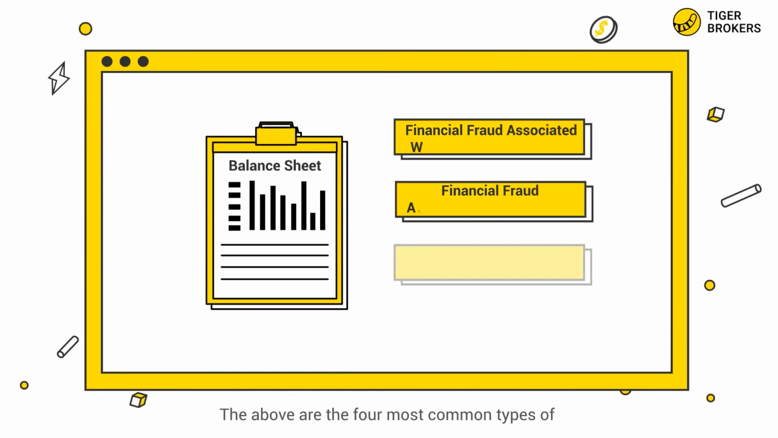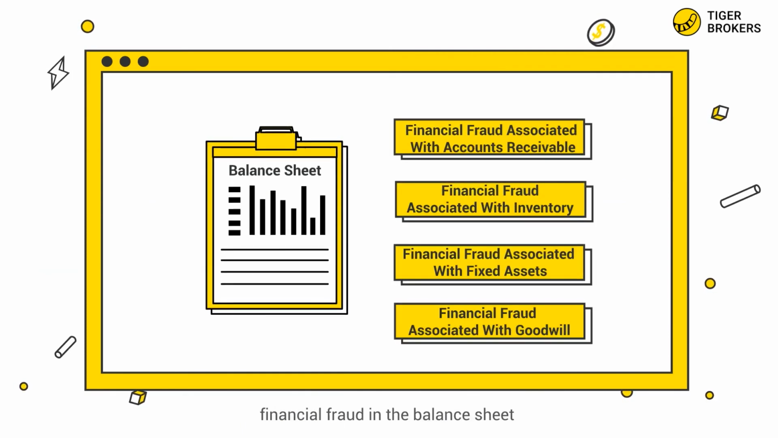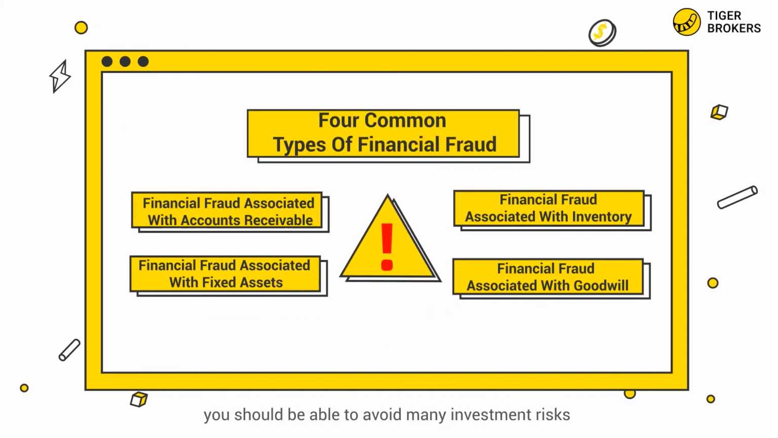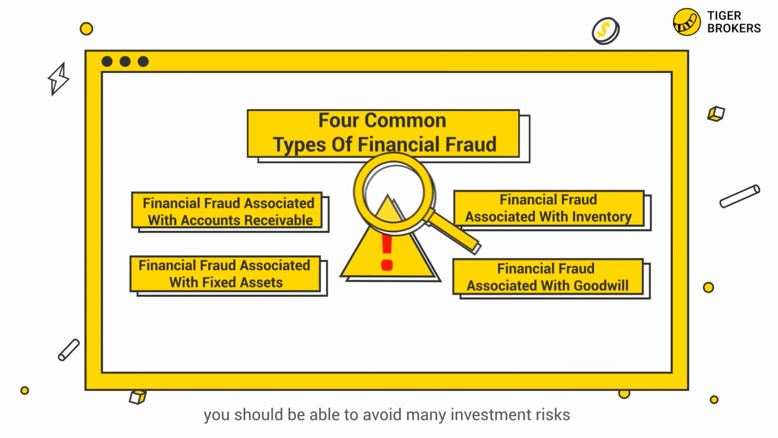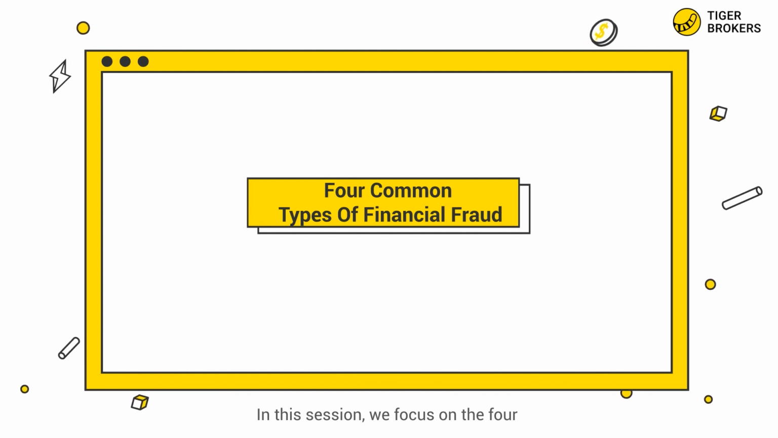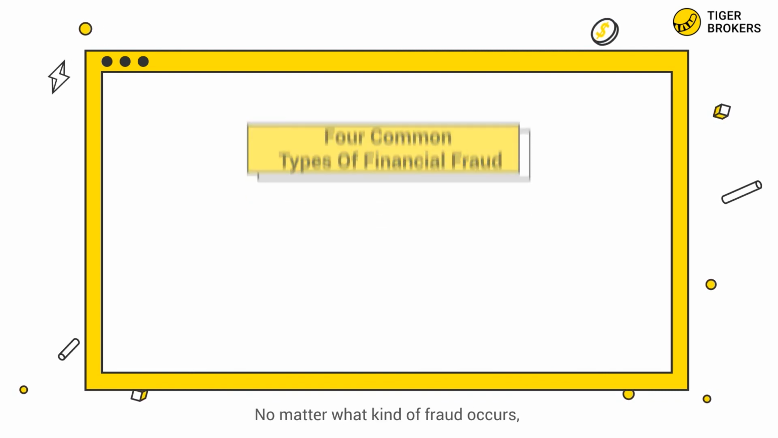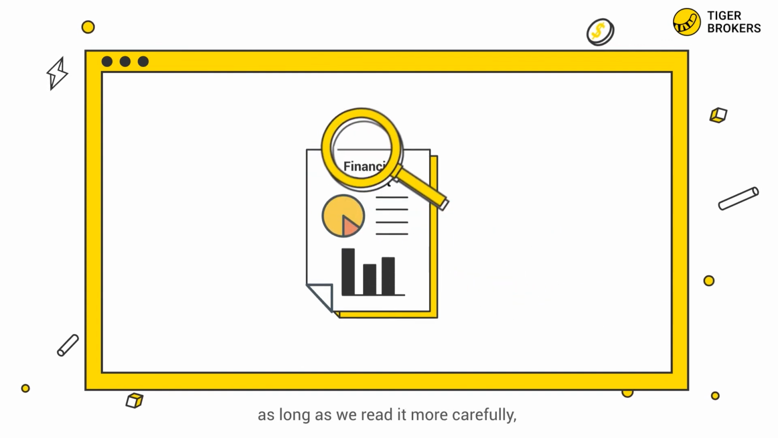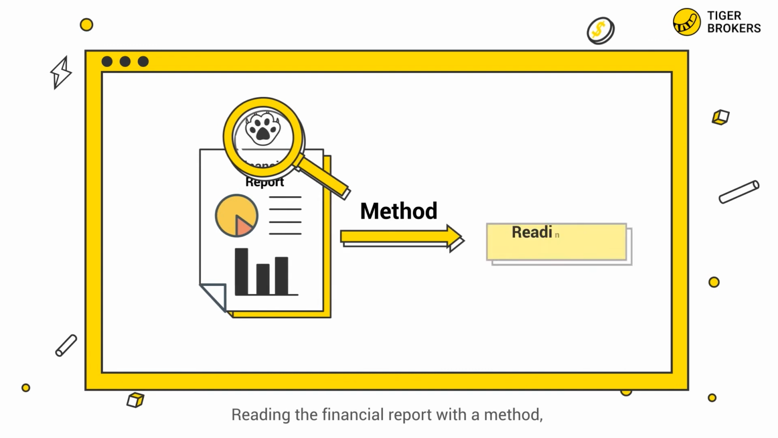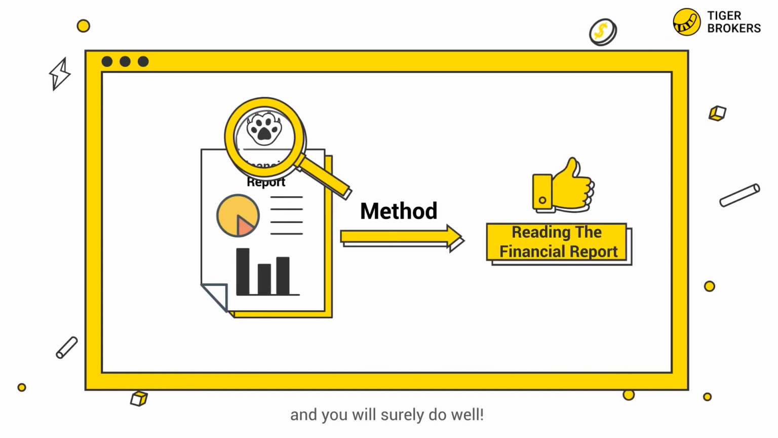The above are the 4 most common types of financial fraud in the balance sheet. Of course, in the capital market, the number of new and more sophisticated types of fraud is even increasing. However, if you can keep these 4 types of fraud in mind, you should be able to avoid many investment risks. Now, let's summarize. In this session, we focus on the 4 common types of financial fraud. No matter what kind of fraud occurs, as long as we read it more carefully, it's easy to find these tricky numbers. Reading the financial report with a method, and you will surely do well.